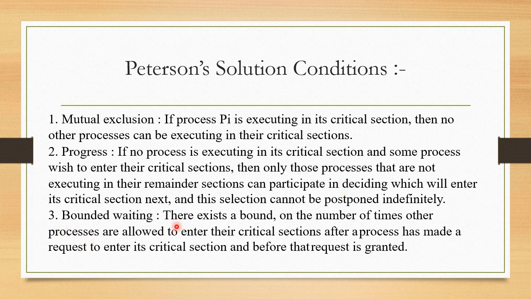Now, the third is bounded waiting. There exists a bound or a limit on the number of times other processes are allowed to enter their critical sections after a process has made a request to enter its critical section and before that request is granted. That means there are only limited opportunities for other processes to execute their critical sections after one of the processes has requested to enter its critical section and before that request is granted to the process.